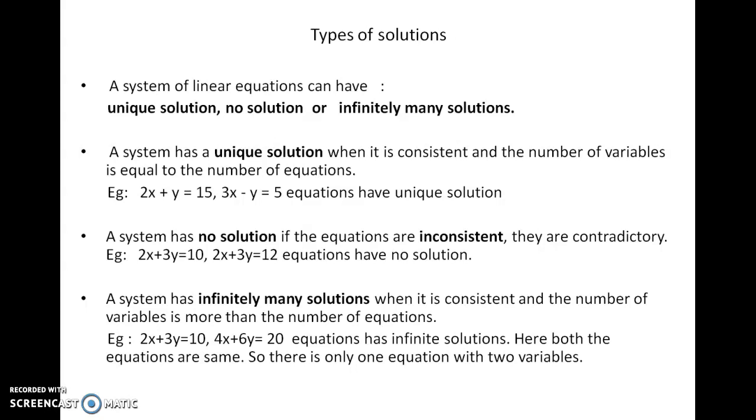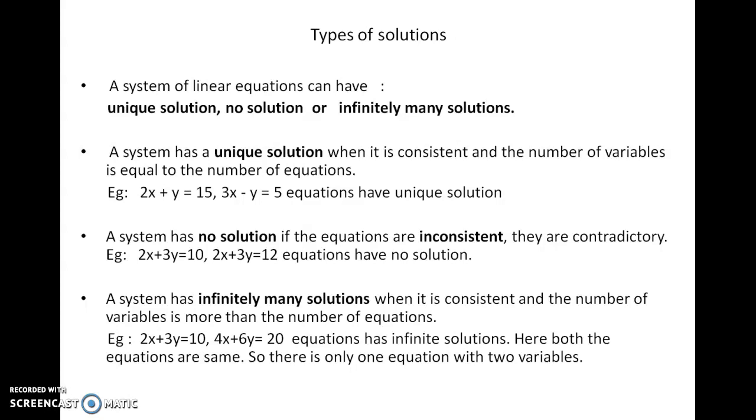When you say unique solution, it's only when it is consistent and the number of variables is equal to the number of equations. So here you can see that 2x plus y equal to 15 and 3x minus y equal to 5. We call this a unique solution because when you solve for this, you will be getting a single value of x and y, because these two equations are different equations. Again, I'm stressing on these different equations, we'll see that later.